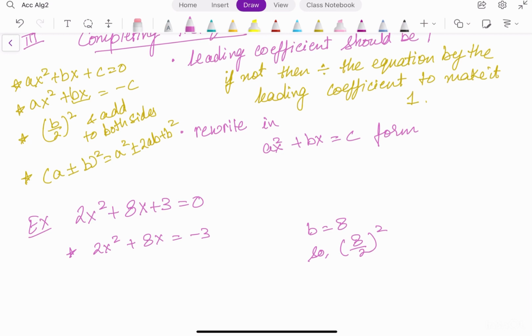So we will take half of b, square it, and add to both sides. Everything will remain the same, but the leading coefficient is not changed. So 8 over 2 squared, and then I will add 8 over 2 squared on the right hand side as well.